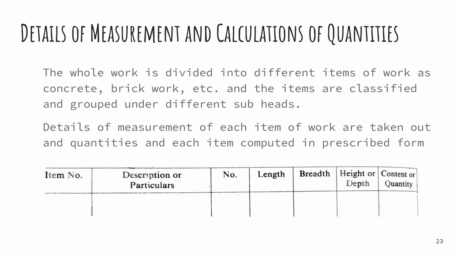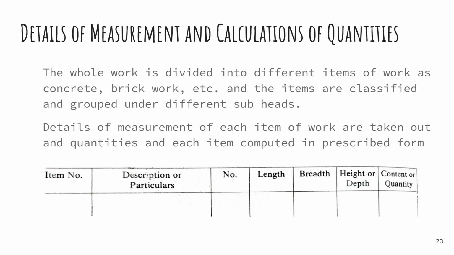So if we have, say, 10 windows, in our description we'll write, okay, window of size 100 centimeter by 80 centimeter, and how many number do we have? If we have 10 such windows, we'll write the number as 10. And the length, breadth, and depth, everything would be given in the subsequent columns.